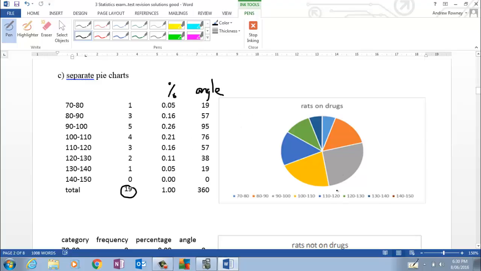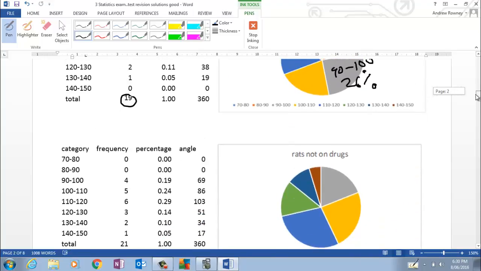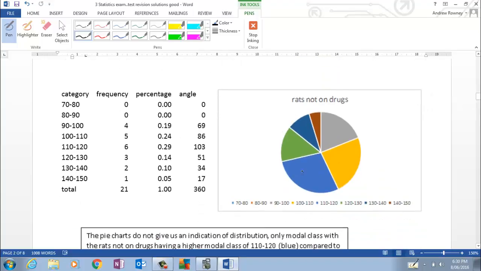And all that this highlights pretty much is the modal class, the biggest class. So here it's the grey one, which is the 90 to 100 category, and that's running at 26%, as stated there in the table. Whereas if you compare it to the rats not on drugs, their biggest value looks like this blue one here, which is the 110 to 120 group, and that one's running at 29%.